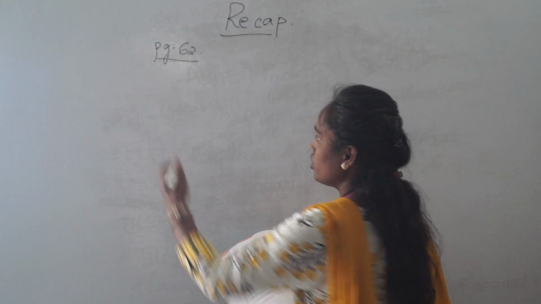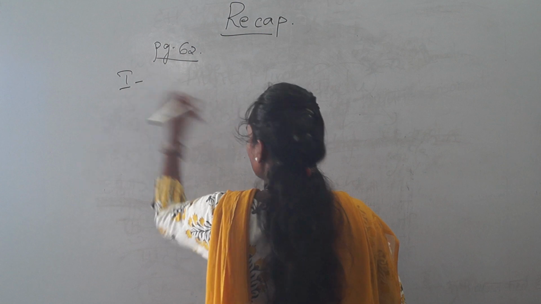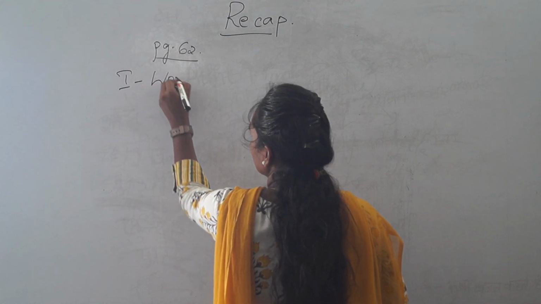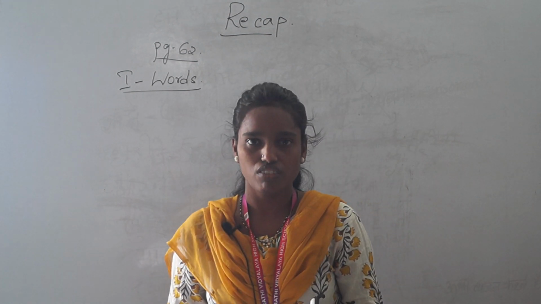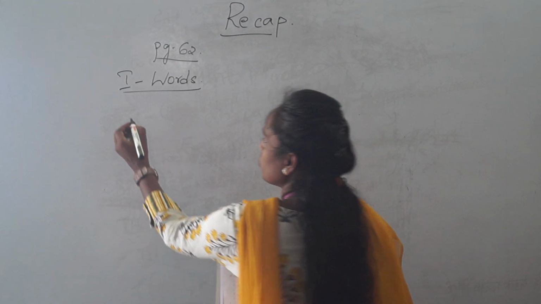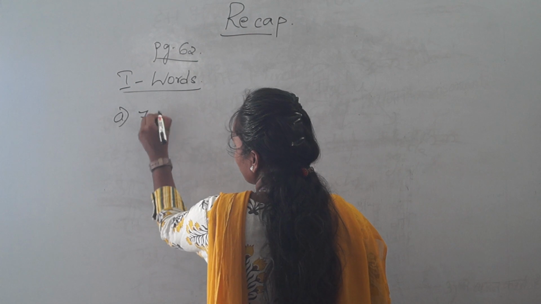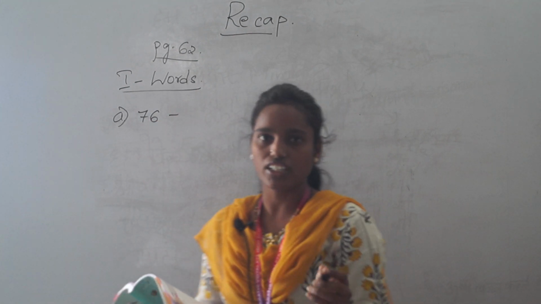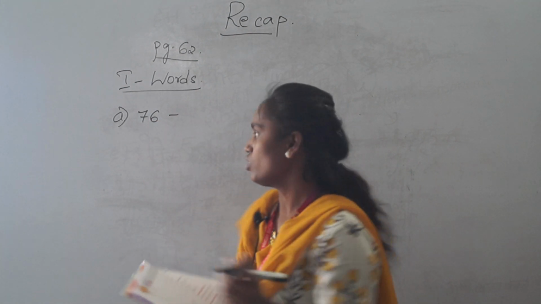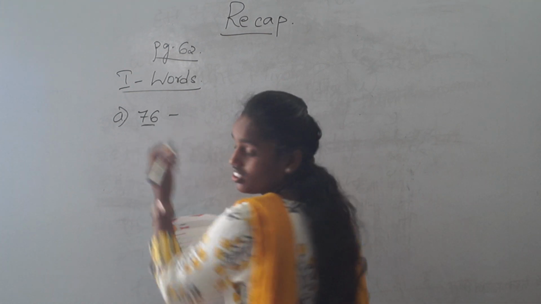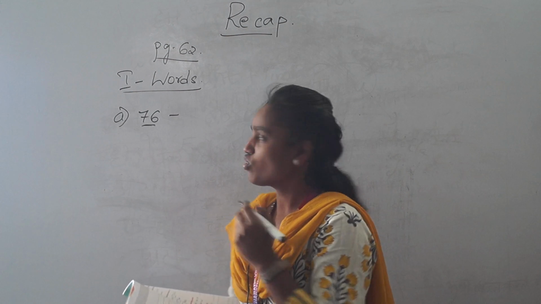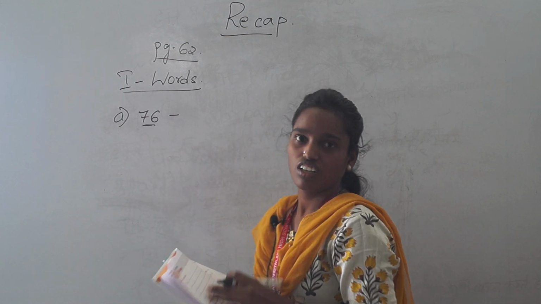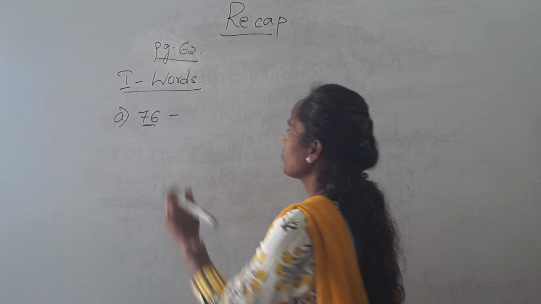See, what is the first Roman we are having? Write in words. We all studied this in the 2nd class, no? Words means they will be giving a number, and for that number we should write it in words. So tell me, how will we pronounce this? 76. Yeah, very good. So now we should write this in words. How will we write? Tell me.